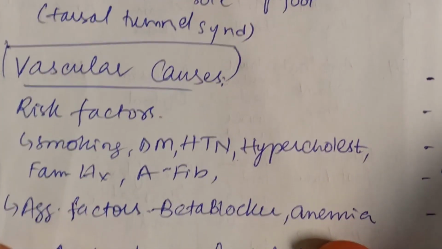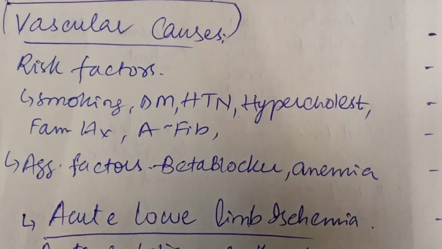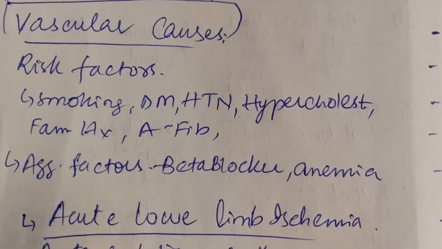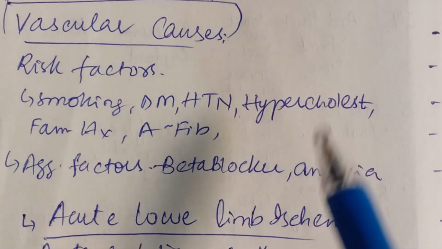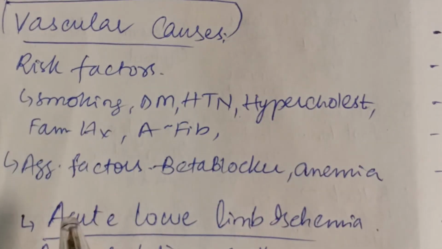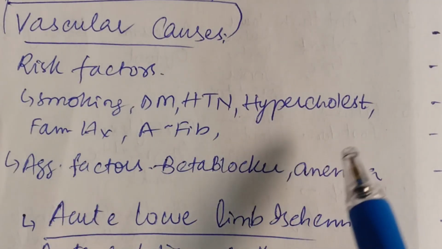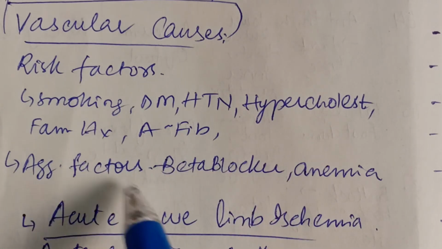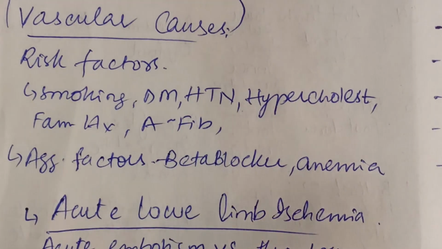Coming towards the vascular causes, which is the most important thing for AMC in leg pain. So, vascular causes: the risk factors are smoking, diabetes, hypertension, hypercholesterolemia, family history, and atrial fibrillation. The aggravating factors can be beta blockers and anemia.